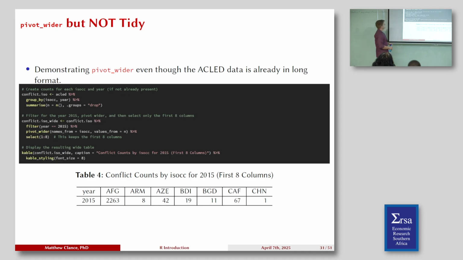We'll start here. I wanted to pivot wider in 2015. I don't want to do all the years because it just gets too long. But by doing this, I can filter on a particular year, 2015 here. I'm telling it how to adjust, in this case on the ISO codes, and the values come from n. So actually, I didn't need this here. I just needed the count, or the number of events. And from that, I can then select, just so that this table is very small.